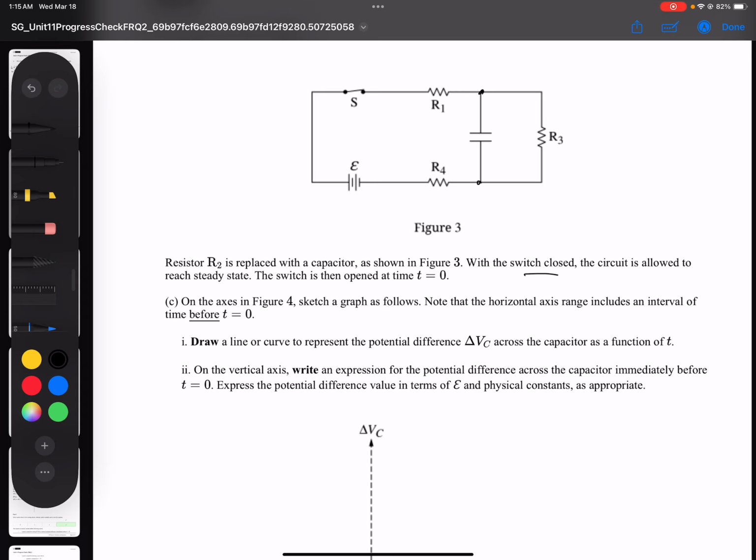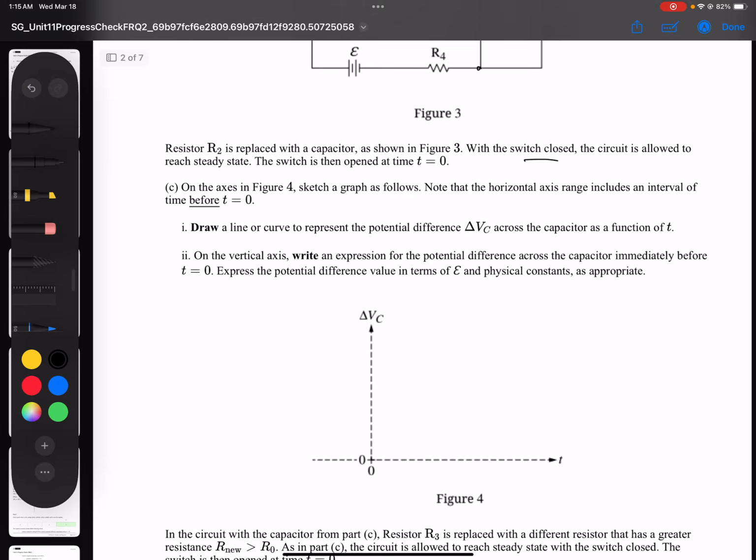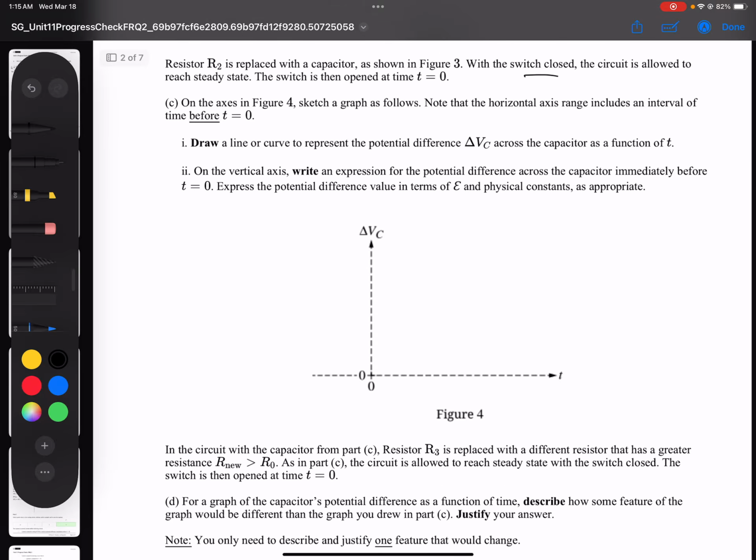Memorize that. If they're in series, it's the same current, but in parallel, same voltage. So we know this capacitor is going to charge up, and then we have to graph the voltage across the capacitor once the switch is opened. So as soon as we open the switch, it's going to be disconnected from the battery, and we need to see what the voltage is across the capacitor. So we know it's going to be a decaying exponential, and we need to express the potential difference immediately before t equals 0 in terms of epsilon and physical constants as appropriate.